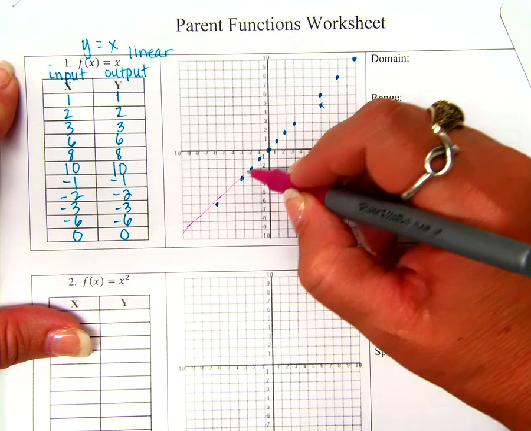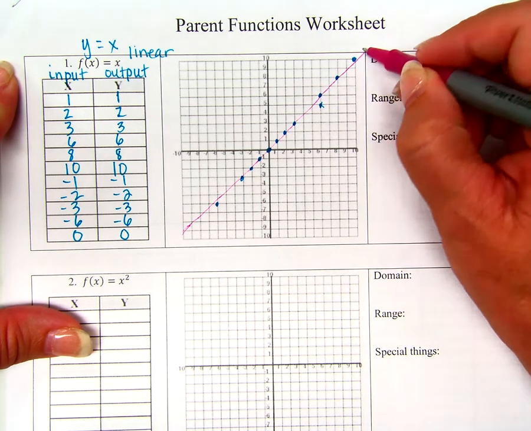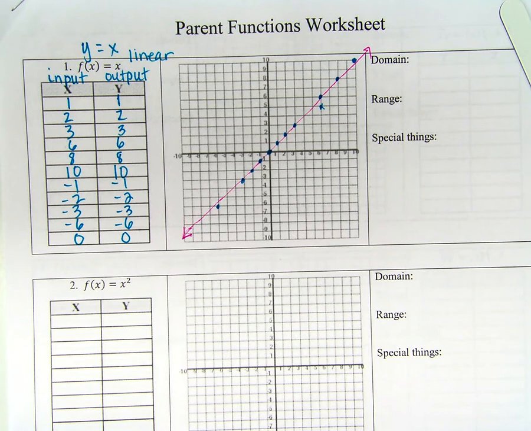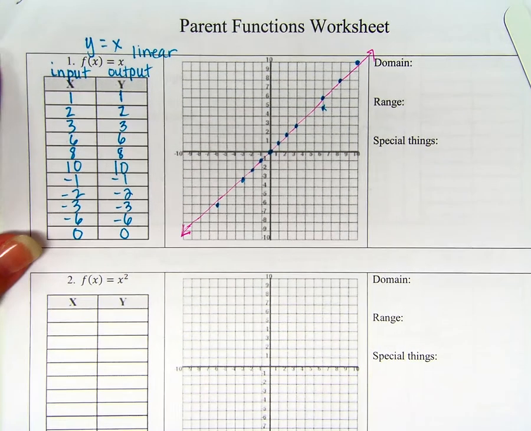Please don't connect them, just the ones we have. Please connect them like this, to the edge of the graph, because we're allowed to, because it's continuous. And what else did I add on the end of each line, or each end? An arrow. What does that imply? That it keeps going. It continues, right? Not necessarily that it's continuous, but that it's continuing.